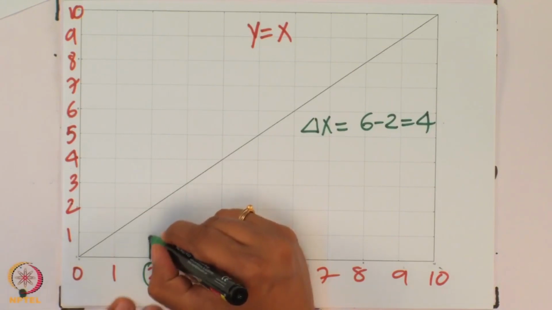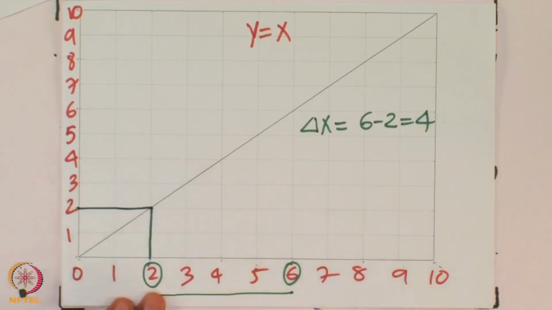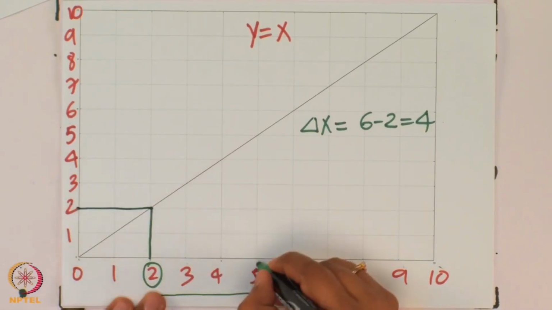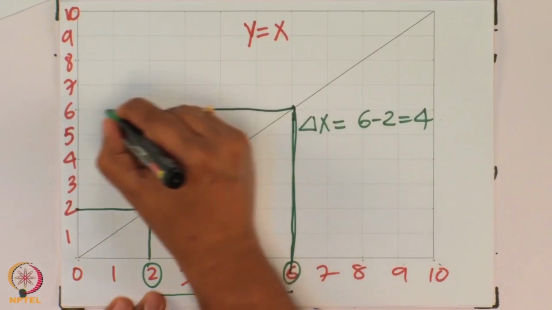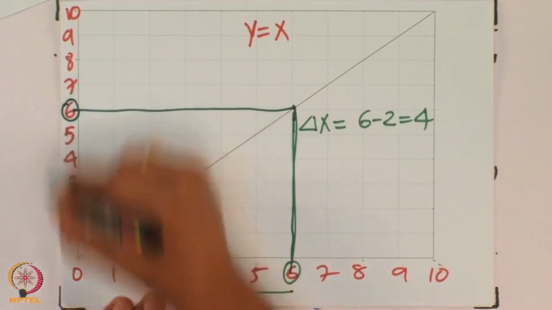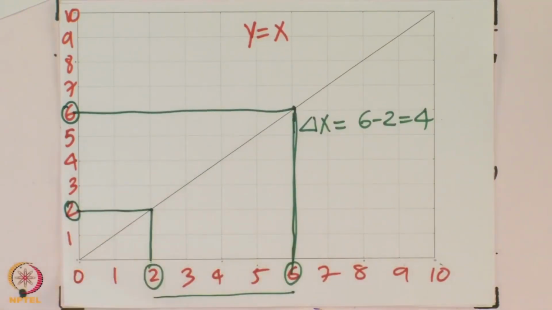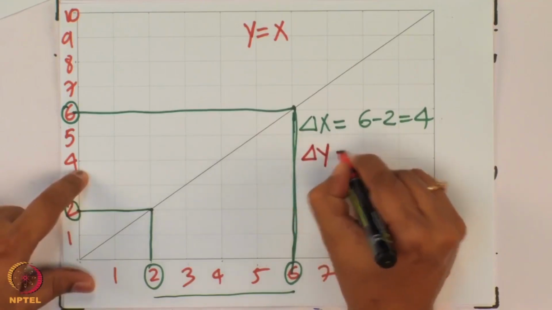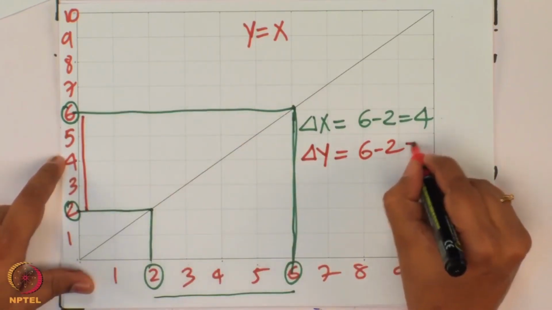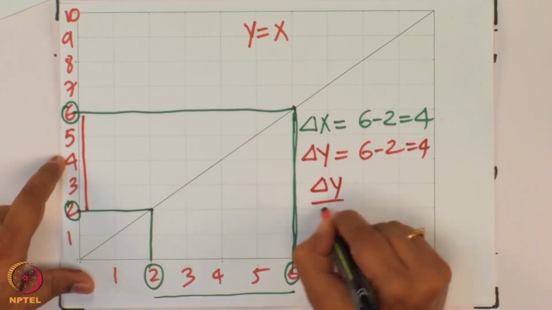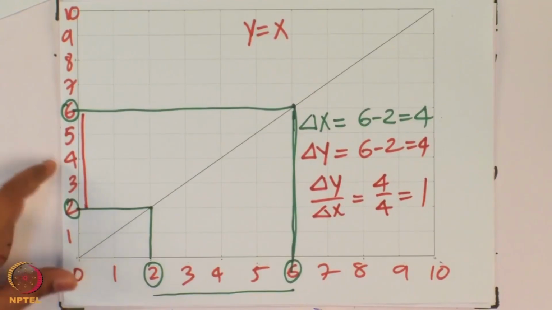Then draw a line touching the curve that you have and calculate the corresponding y value. And here also draw a line and calculate the corresponding y value. So the corresponding y value here is also 2 and 6. That's why this is y is equal to x. So delta y is also 6 minus 2, which is also 4. So delta y by delta x is 4 by 4, which is 1.